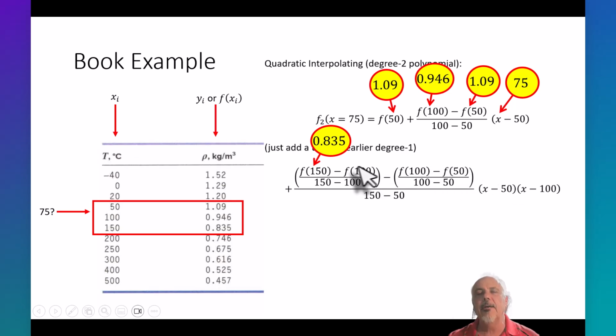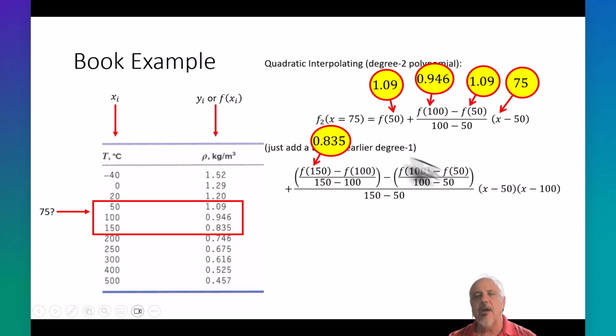If you think about what this has given us, there's obviously going to be a constant here because we know everything there, and you're going to have an x squared. You're going to have an x term, minus 50x minus 100x. And then you're going to have minus 50 times minus 100. So this is going to be a full quadratic polynomial. So it's going to add to the a naught we had before, the a1 we had before, and then there's going to be an a2 for this.